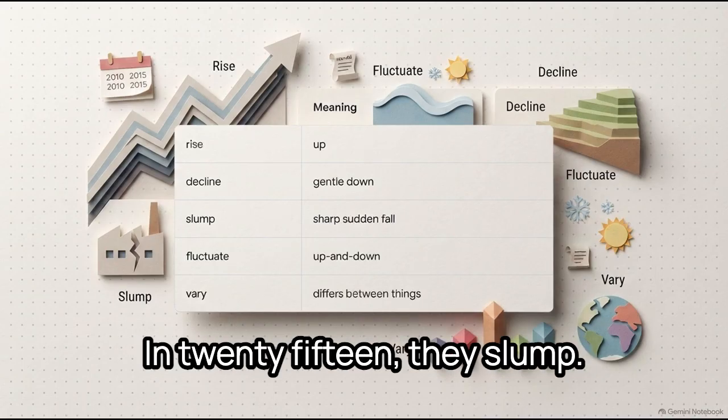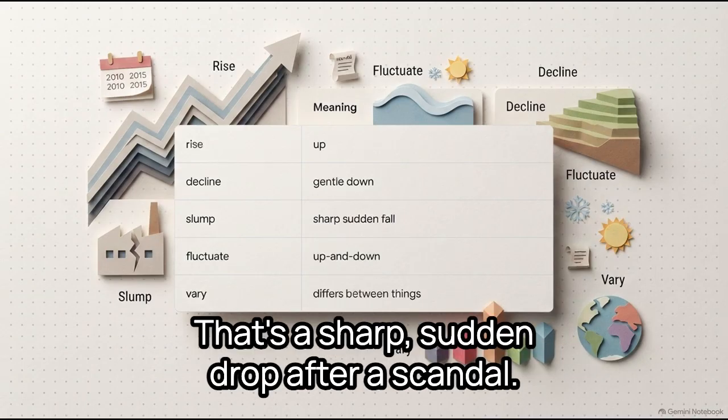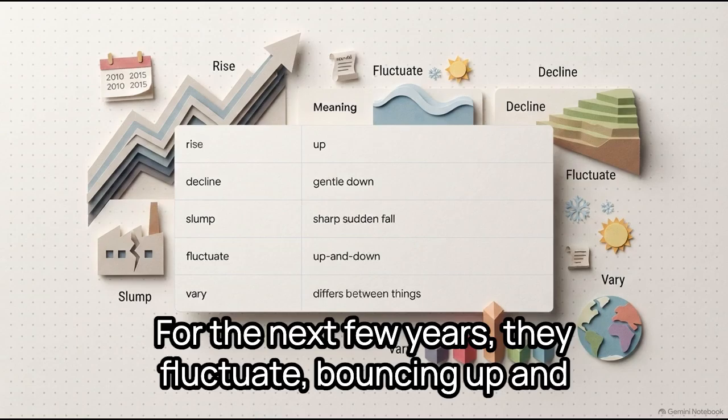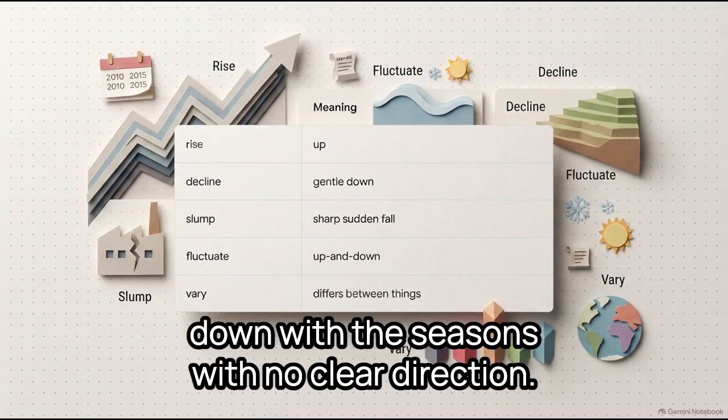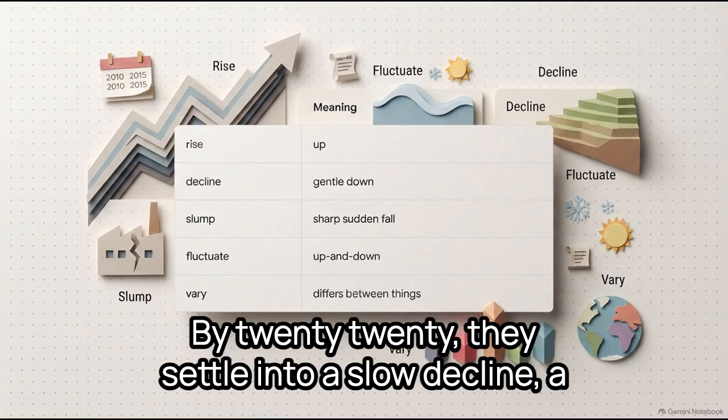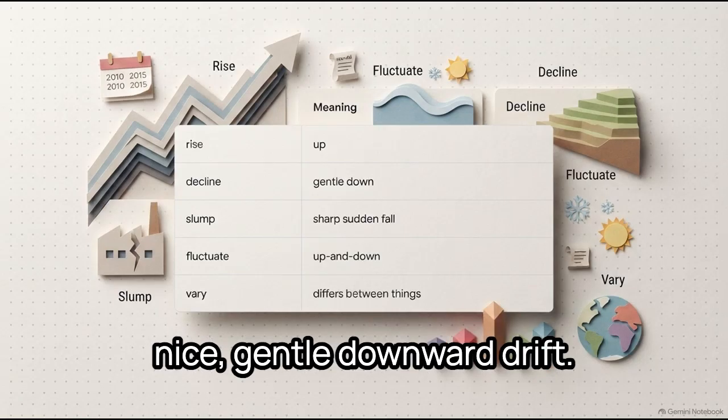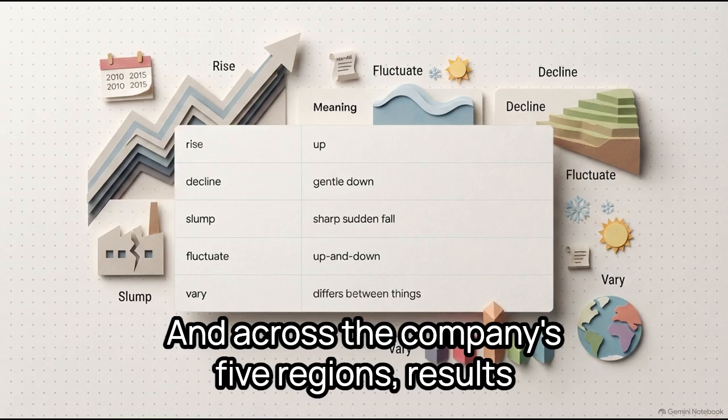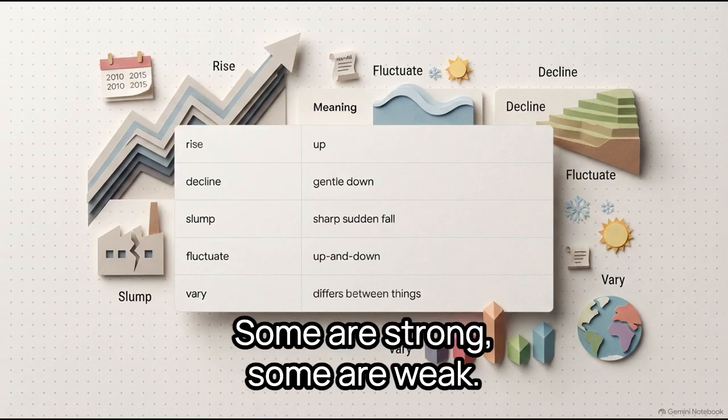In 2015, they slump. That's a sharp, sudden drop after a scandal. For the next few years, they fluctuate, bouncing up and down with the seasons with no clear direction. By 2020, they settle into a slow decline, a nice, gentle downward drift. And across the company's 5 regions, results vary considerably. Some are strong, some are weak.